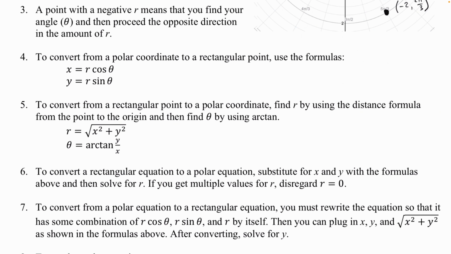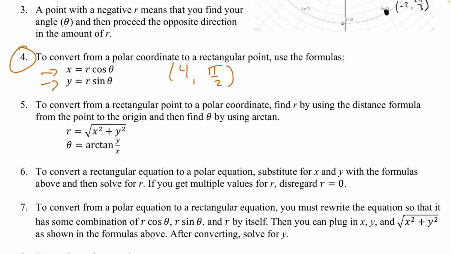Okay, well, let's do a little bit of practice here on a couple things. So we want to be able to convert back and forth between polar coordinates and rectangular coordinates. Let's start right here with number 4. So we want to convert from a polar coordinate, let's say 4 comma pi halves, to the corresponding rectangular point. And so we're going to use these formulas.